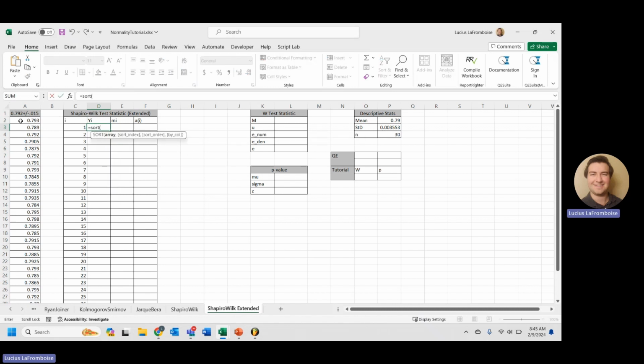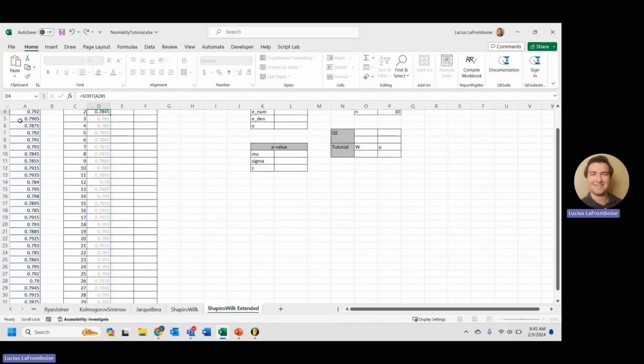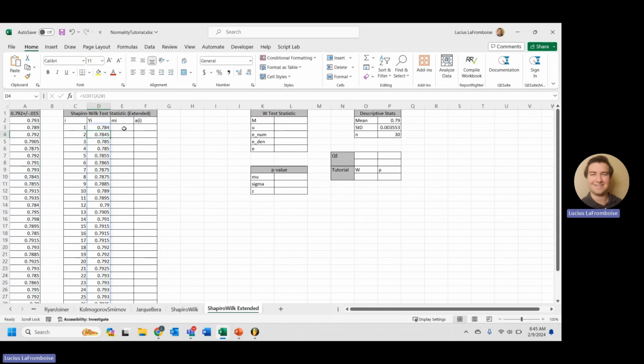So the first thing we're going to start with is sorting our data. We're going to sort in ascending order, and we're just going to take that whole data column, and there we go, everything's sorted. Next, we're going to need this m_i, this normal score. Pretty easy to calculate this. We'll do NORM.S.INV, and then our probability is going to be (i minus 0.375) divided by (n plus 0.25), with n absolute referenced. So there we go, and let's double click to fill all the way down.